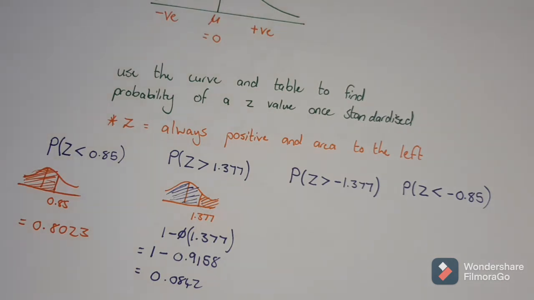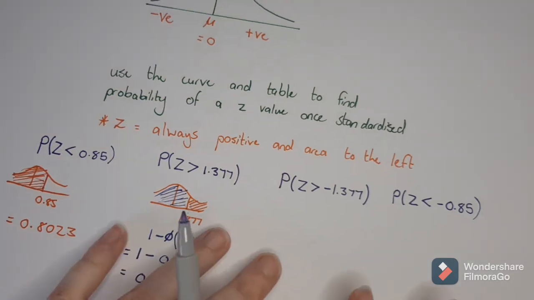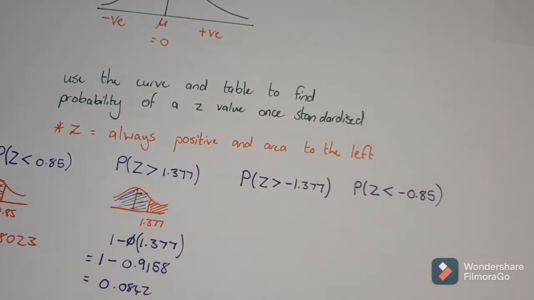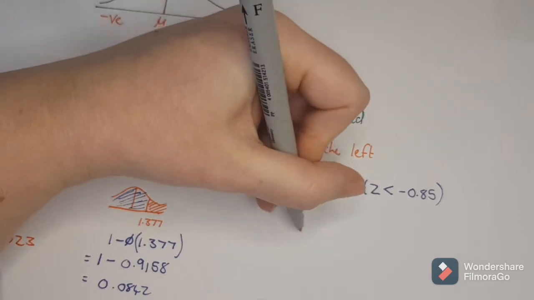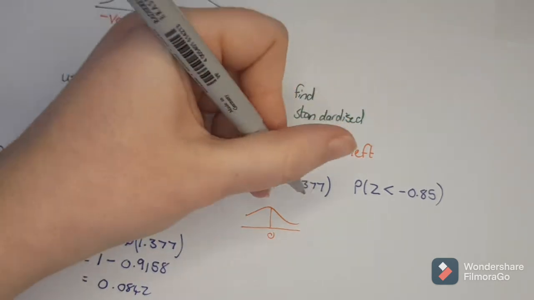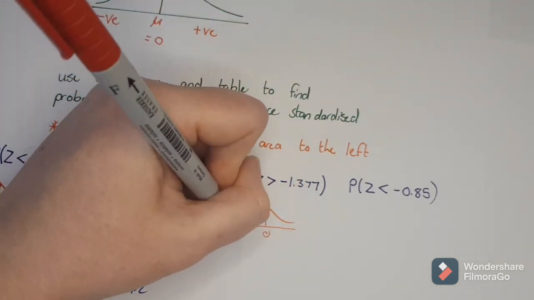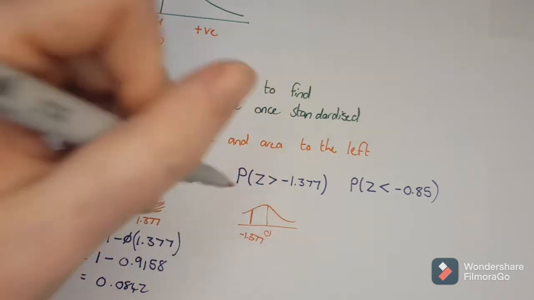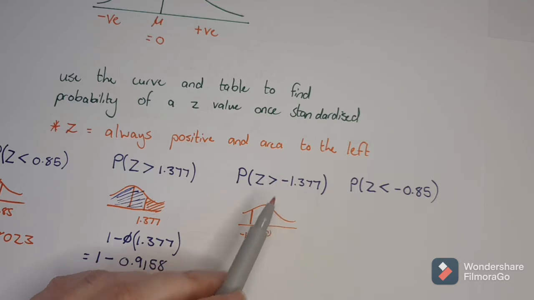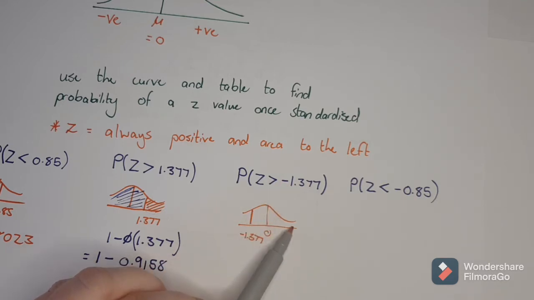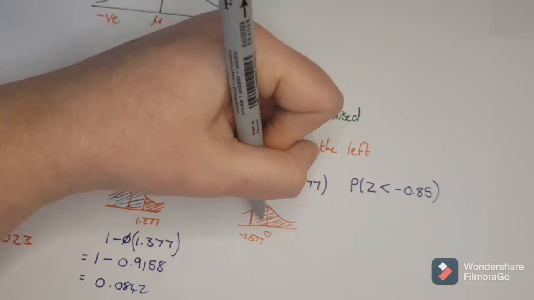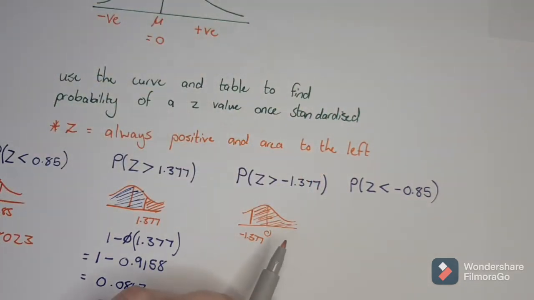Okay, and then if you look at the next one, now I have got the probability that z is greater than a negative number. So on the curve, remember 0 is in the middle. The negative number is now going to be on this side. So now I have negative 1.377. And I want everything greater than that. So it's all the numbers higher than. So it's everything there to the right because it's greater than my negative number.